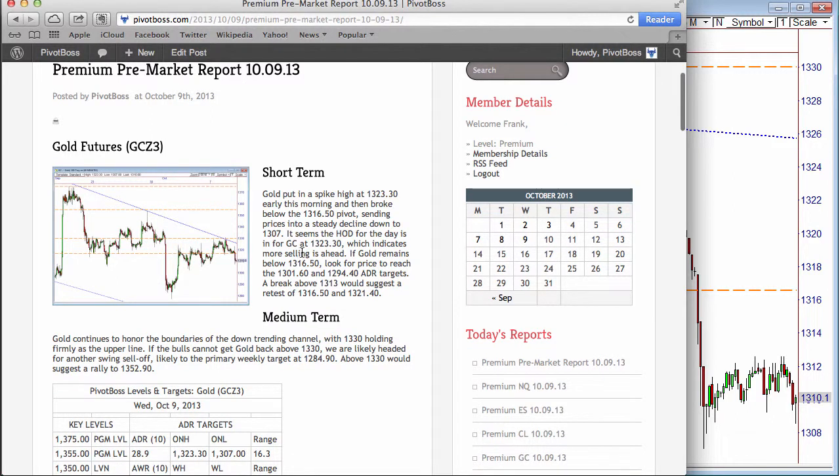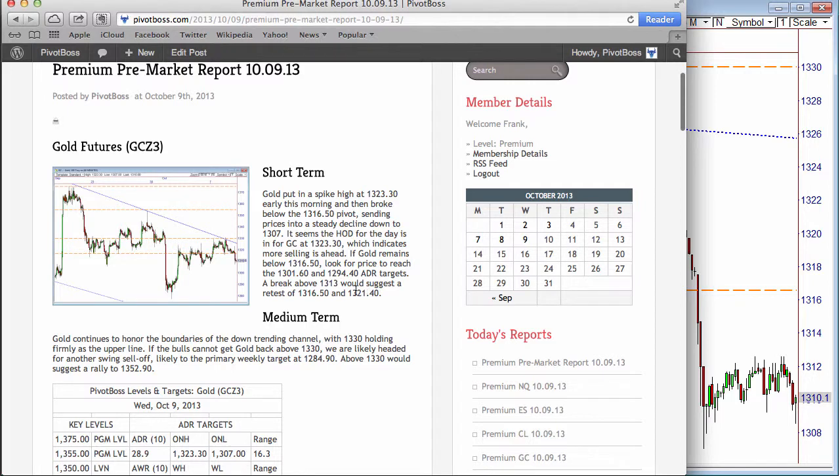In this case, this was a special case this morning. I said it seems the high of the day is in for gold at 23.30, and that indicates more selling ahead. So I gave you an idea, okay, we should only be looking at downside targets. So if gold remains below the 1650 pivot, look for price to reach 1301.60 and 1294.40 as the downside ADR targets. Of course, we always have to be prepared just in case price doesn't do that and heads higher. Above 1313 would suggest a retest of 16.5 and 21.4.